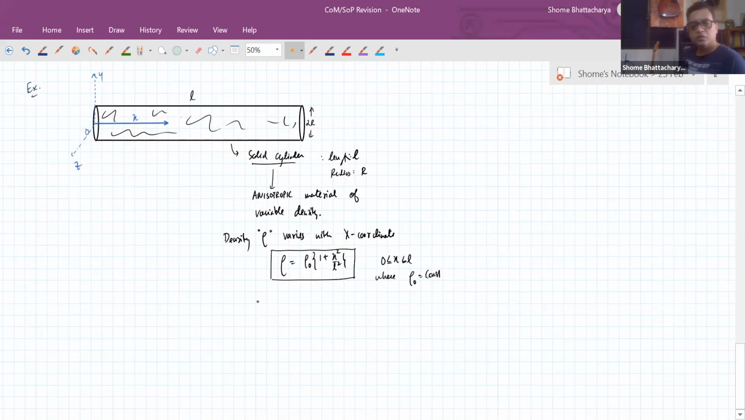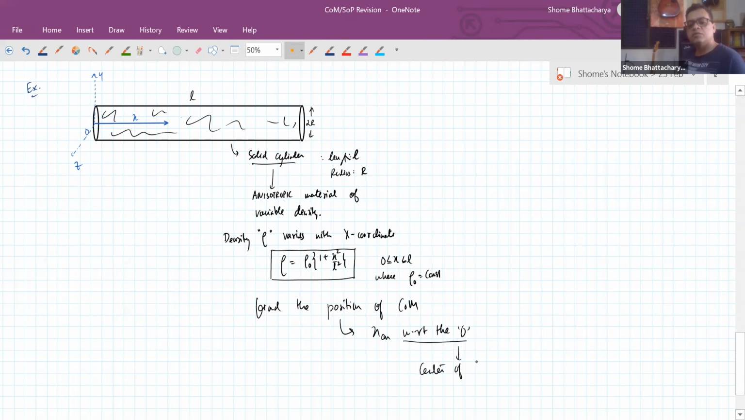We have to find the position of the center of mass in terms of the x coordinate of the center of mass with respect to the origin, which is the center of the left face of the cylinder.